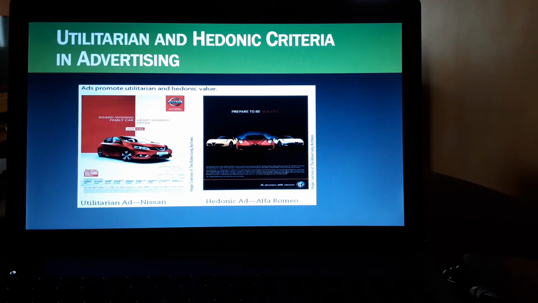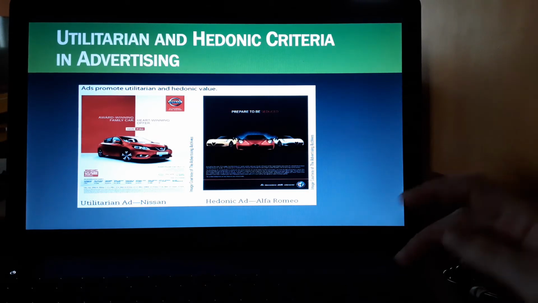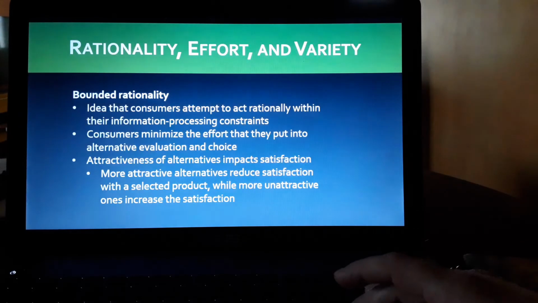So here we go. We look at utilitarian versus hedonic criteria. On the one hand, you have a Nissan. They're looking at it as a family car, at gas mileage, safety ratings. And then the Alpha has a much more appealing, sexy ad: prepare to be seduced. That's like looking at the criteria. What is it that's more luxurious or speaks more to your senses?